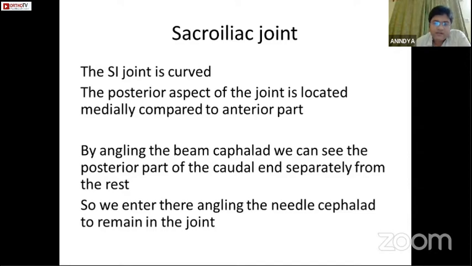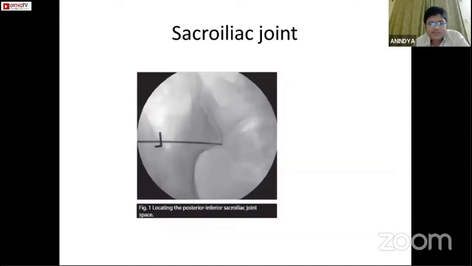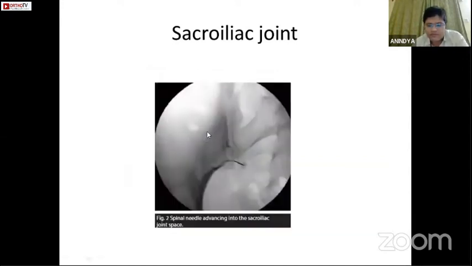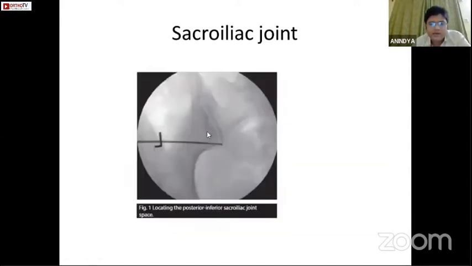And we have to angle cephalad also, because by doing that we can see the posterior part of the caudal end separately from the rest. So we have to target the lower part of the joint and angle cephalad. The starting point on the skin would be a bit below where the lower part of the joint ends. And you have to angle your beam in the cephalad direction so that you can go in the cephalad direction with your needle as well. So this is the region where you have to target the lower part of the joint.